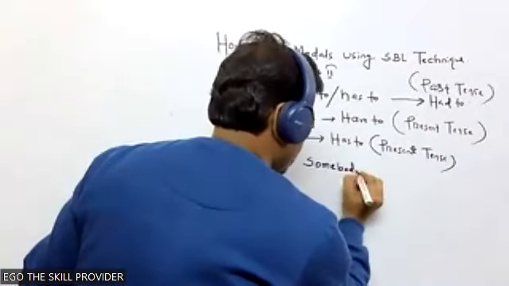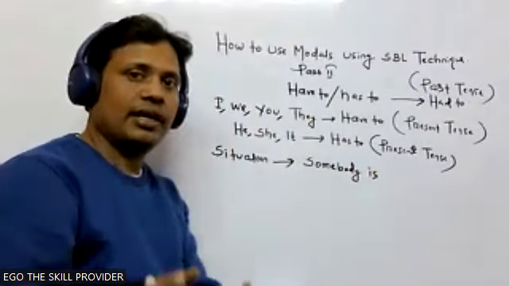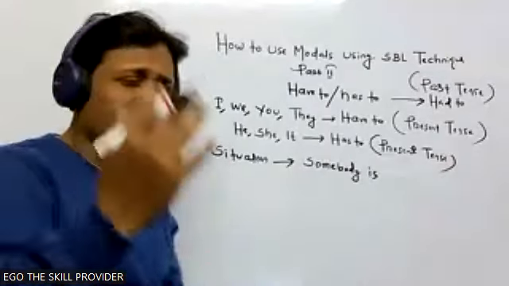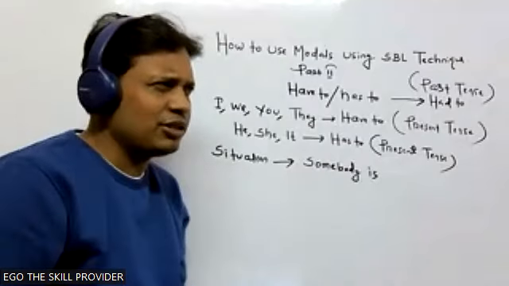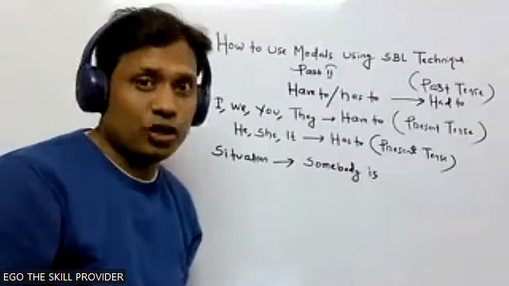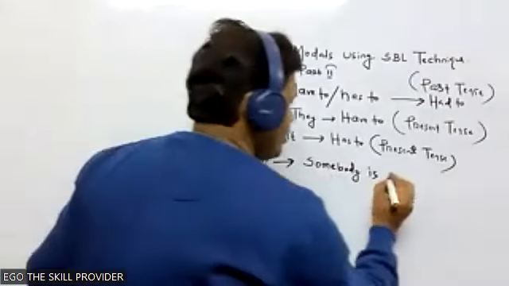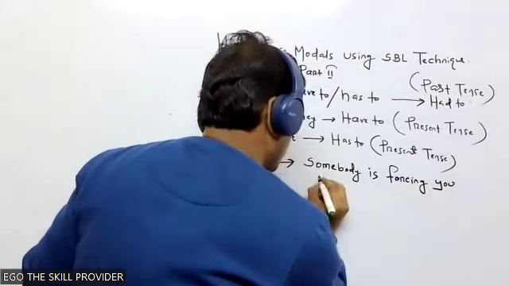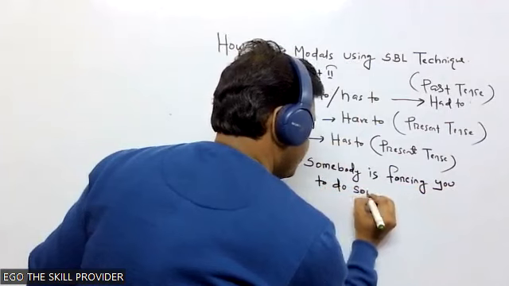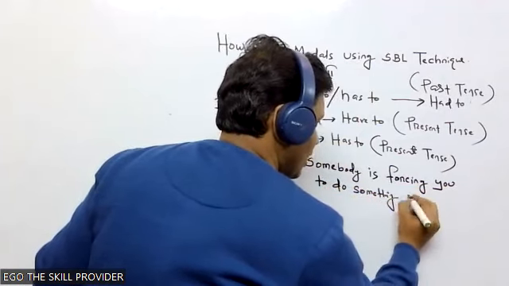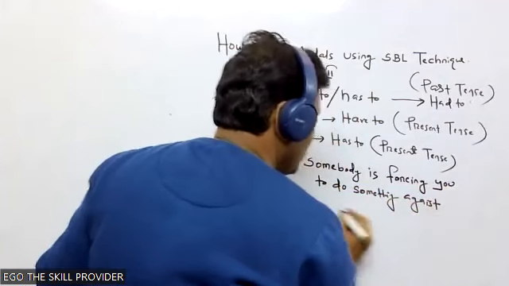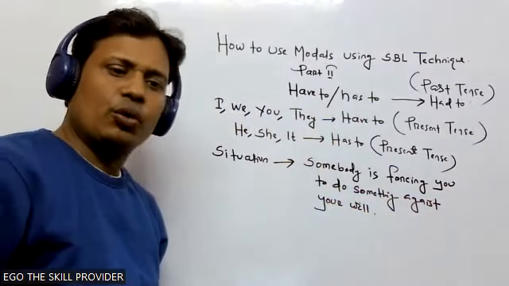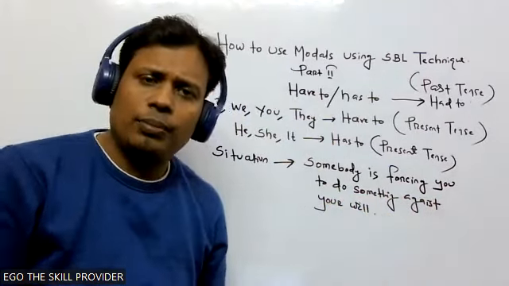I'm writing it in layman's language, in a very simple way, so that you can easily understand it. If I write compulsion, situation, all the things, it becomes very crazy for you. Sometimes you can't understand that. The situation: somebody is forcing you to do something against your will. That means you don't want to do it, but somebody is pushing.